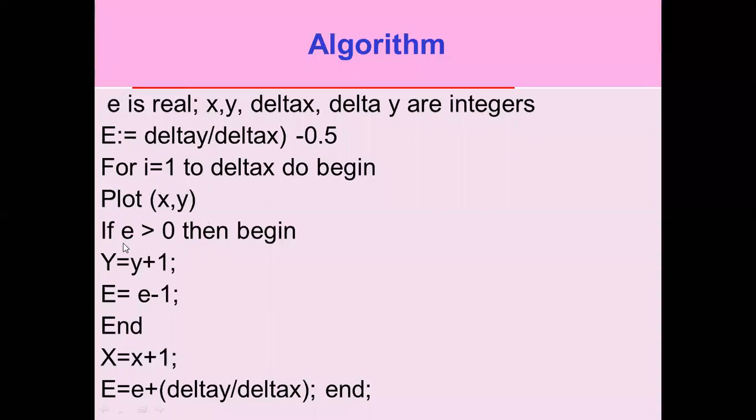Then, if E is greater than 0, meaning a positive value, we add y is equal to y plus 1. Suppose the initial value of y is 4. Then the new value of y becomes y plus 1, that is 5, when E is positive. And where do we get E from? E is equal to delta y over delta x. So this is the method.